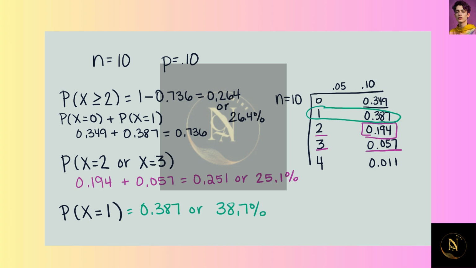Using that table is really helpful when our probabilities are 0.05, 0.10, 0.20, some multiple of 5 or 10, and the sample size is not huge. It's really helpful.